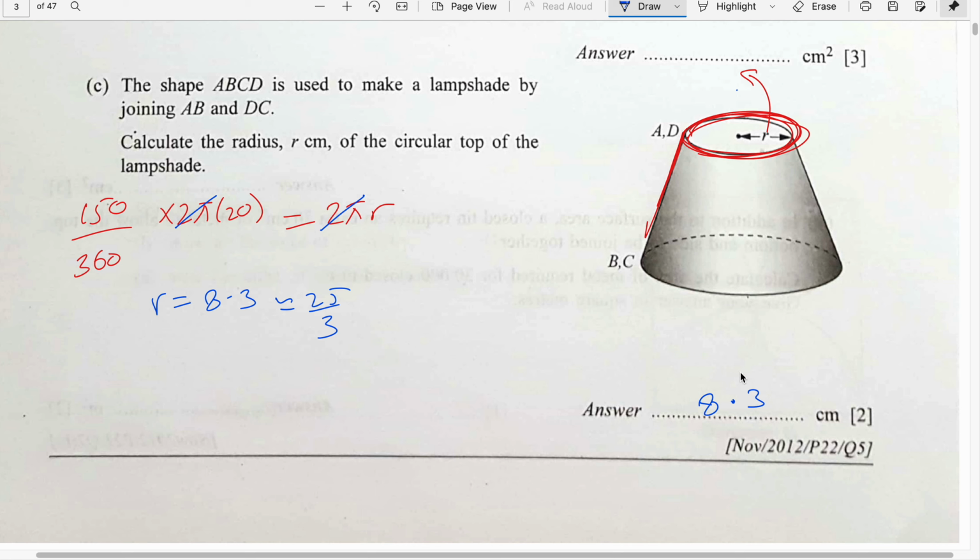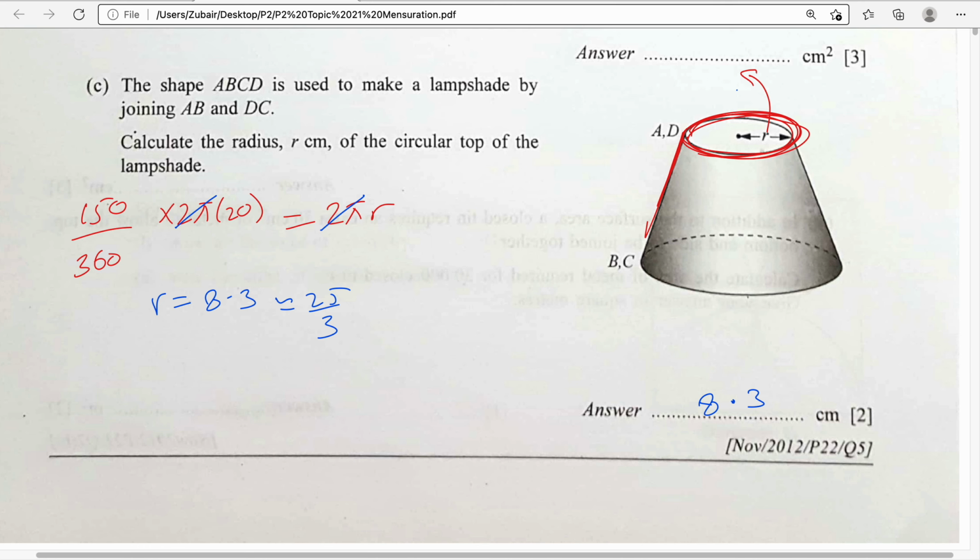Any confusion, is it clear? Anything you would like to ask? Silence means either you are getting it or you are getting nothing.